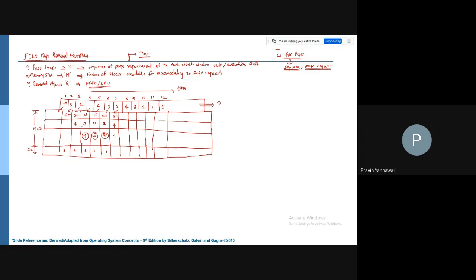Now look at 5. Do we have any reference of 5? No, we need to add it here. So this is going to be 5, this is 3, and this is 4. Now look at this: 4 is already in primary memory and 4 is being requested, so nothing has to be done. We are trying to keep the state as it is.